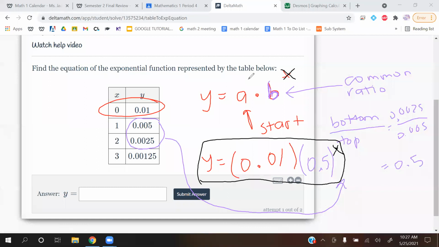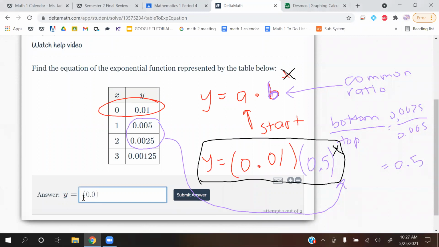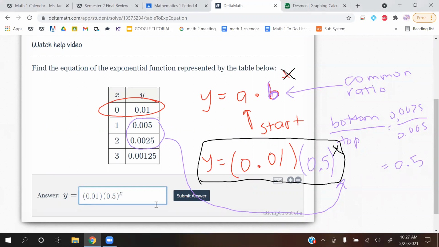So the 0.01, that red number, is your starting value, and that comes from next to the 0 in your G table. 0.5, that's the common ratio, and that comes from picking any two numbers that are next to each other, dividing bottom divided by top, and you get your common ratio. And then let's type it in. 0.01 times 0.5 to the power of x.